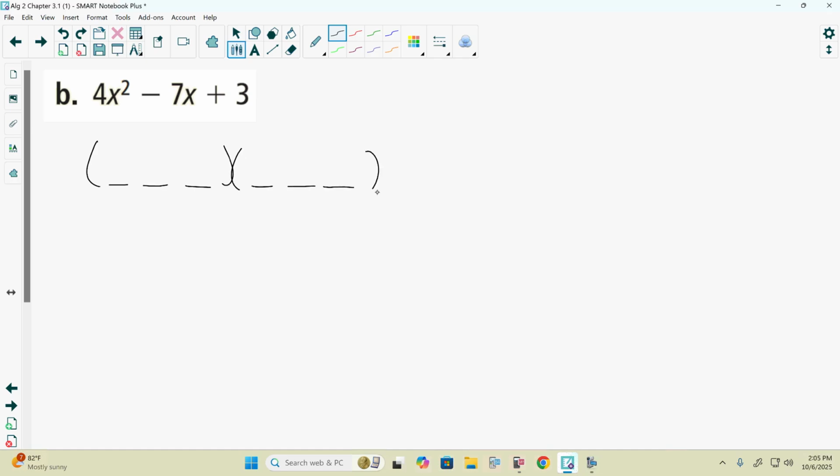Two sets of parentheses with three spaces, because there is no greatest common factor between these three terms, yes? Now we need to look at the signs. If the third term is positive, the signs are the same and match the sign of the middle term. If the third term is negative, the signs are opposite. Here, the third term is positive, so the signs are the same.